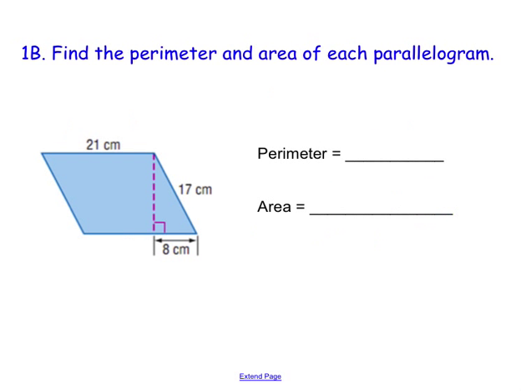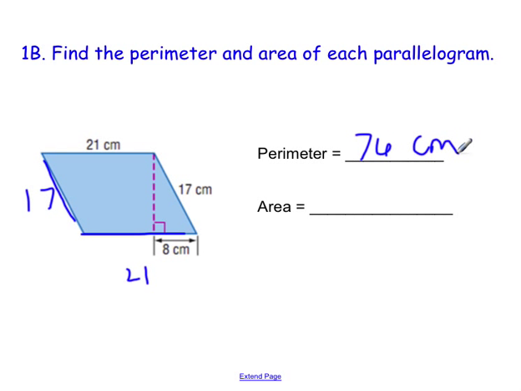Okay? So let's take a look at letter B. So for letter B, we want to find the perimeter and the area of each. So first of all, to calculate out the perimeter, we know that this whole length here is 21. We know that this length here is 17. So now we can go ahead and add around. So 21 plus 17 plus 21 plus 17, that's going to give us 76 centimeters for the perimeter.